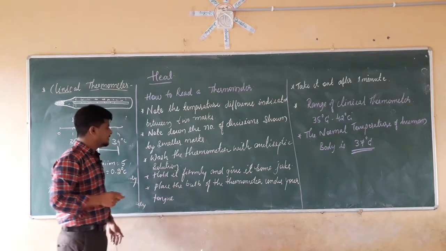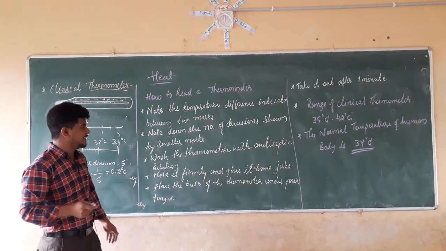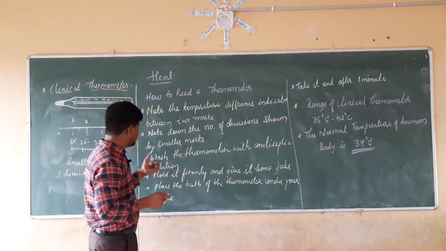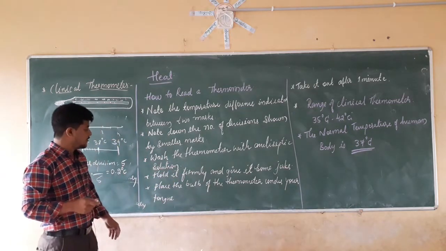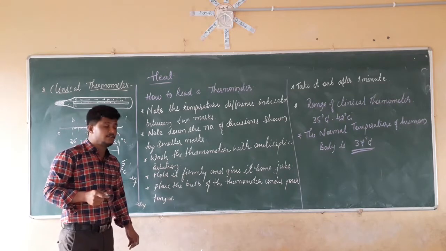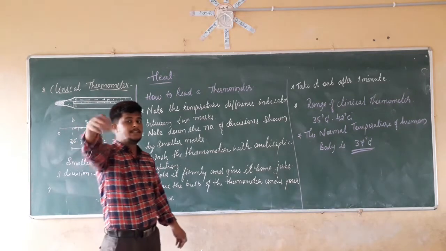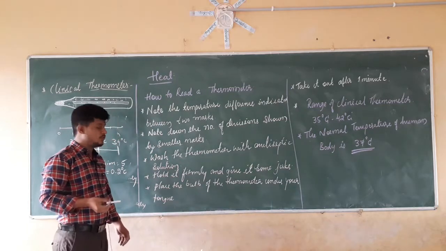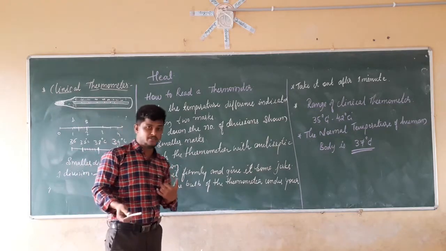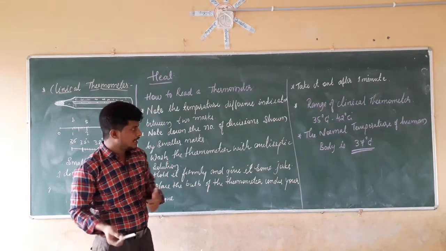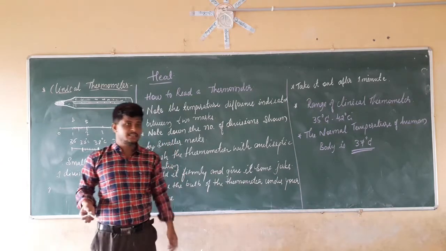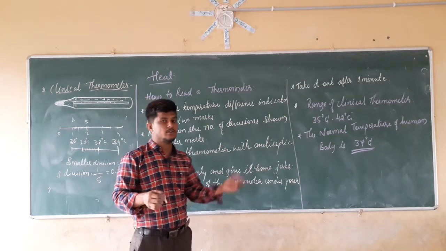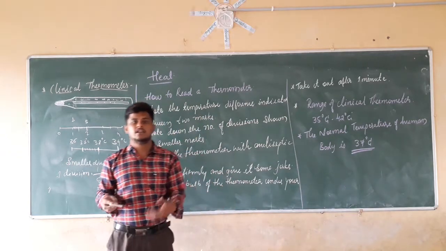In the third step, we have to wash the thermometer with antiseptic solution to remove all the bacteria present on that thermometer. In the fourth step, we have to hold it firmly and give it some jerks to get the mercury level into the initial position. In the fifth step, we have to place the bulb of the thermometer under our tongue. In the last step, we keep the thermometer for 1 minute. Then we take it out, and lastly, we check.